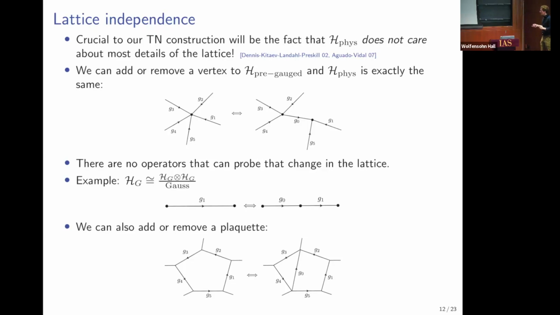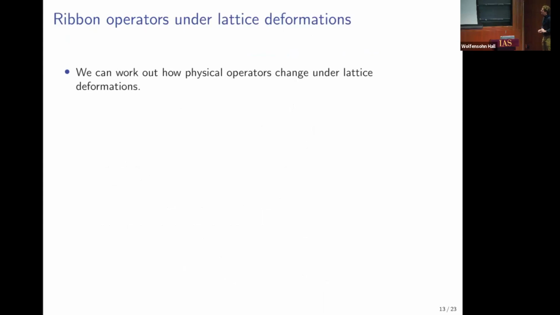Okay. And you can do the same thing by adding or removing a plaquette. So let's say we had some part of the lattice that looked like this. We can add a link, like so, and the physical Hilbert space is unchanged. And furthermore, since the physical Hilbert space is the same, the physical operators are one-to-one. And we can work out how they change under these lattice deformations.